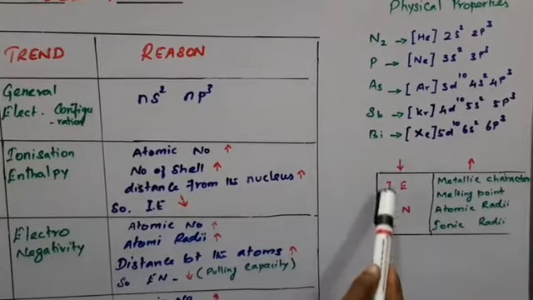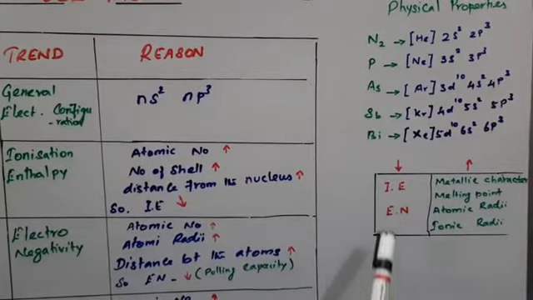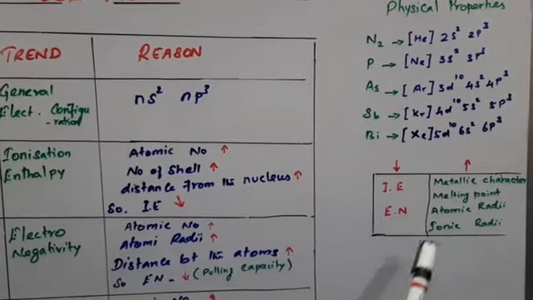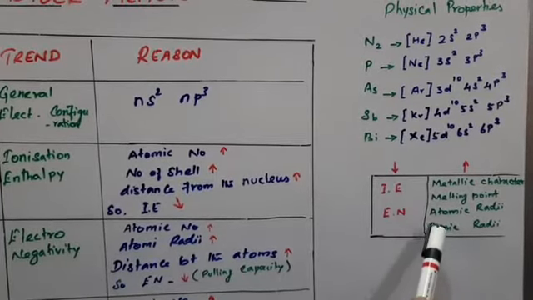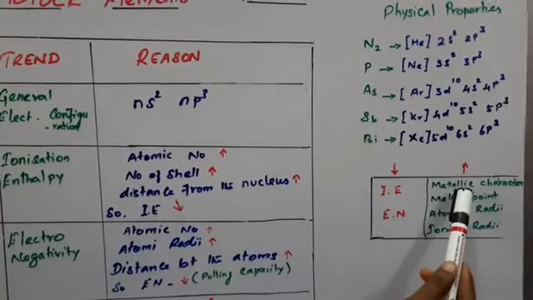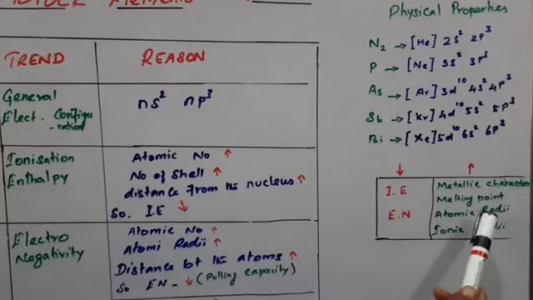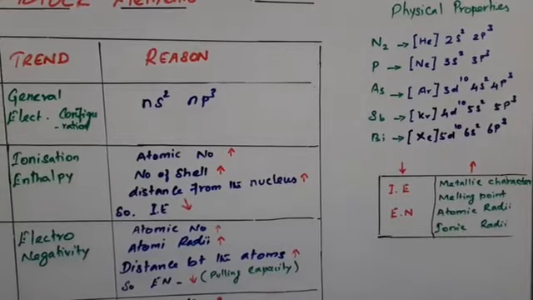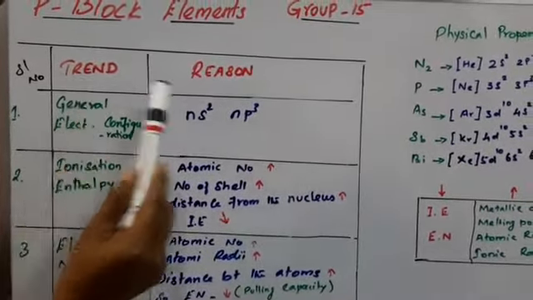Down the group, these two characters decrease: ionization enthalpy and electronegativity. And what are the characters that increase? Metallic character increases, melting point increases, and atomic and ionic radii increase. The overall concept we summarized here: trend, reason.